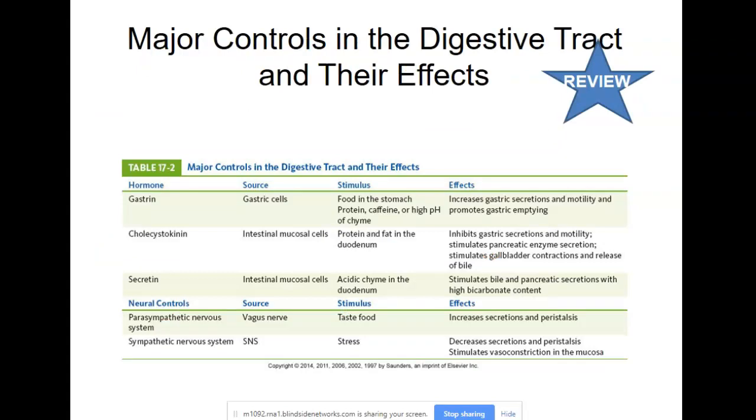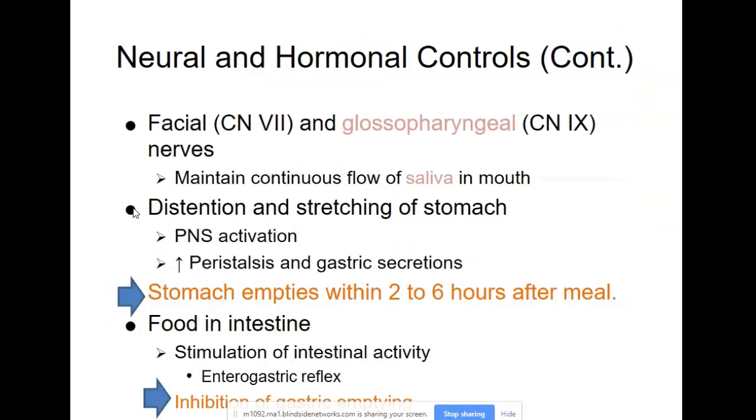All right, so here's just a review of some other controls. We're not really going to cover these in major detail. I talked about cholecystokinin. This is really important. And then we talked about your sympathetics and parasympathetics. Secretin and gastrin are also important too. But again, I would just keep this as kind of a brief review.